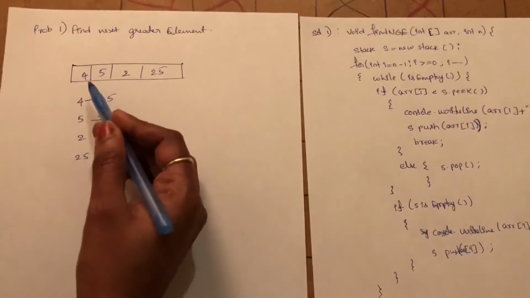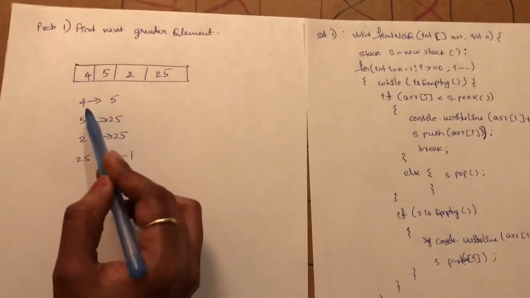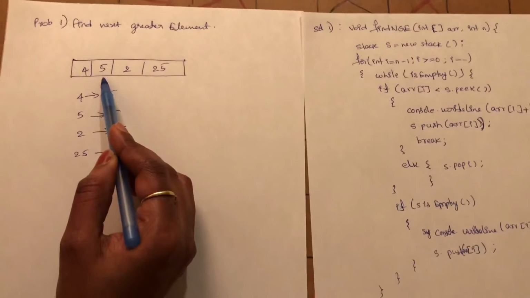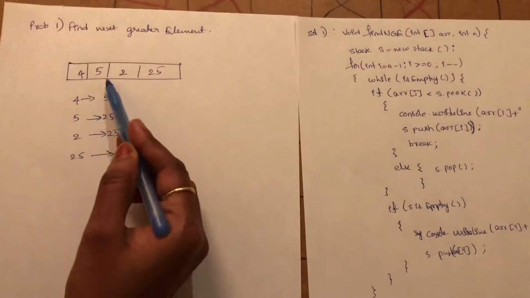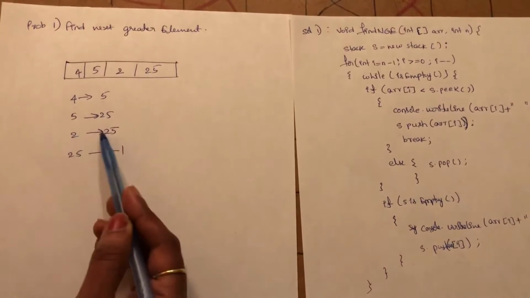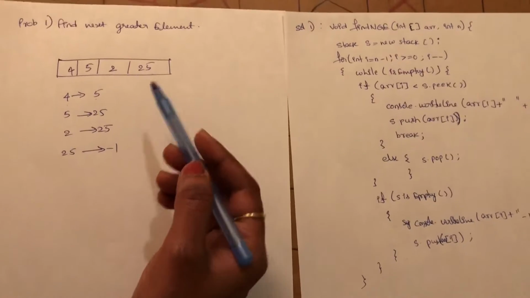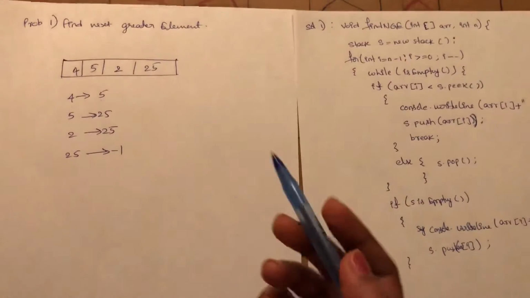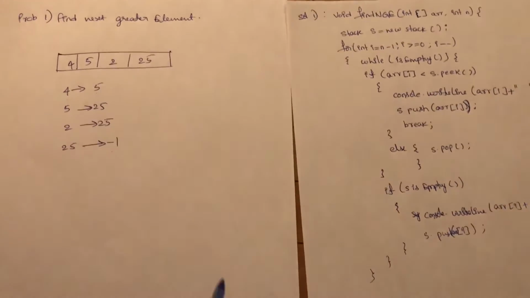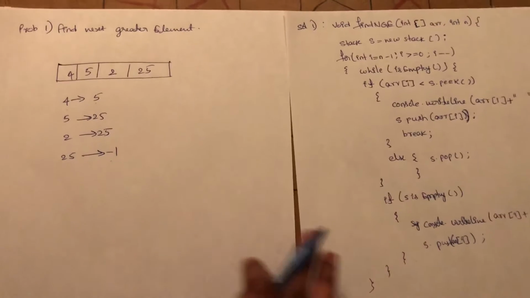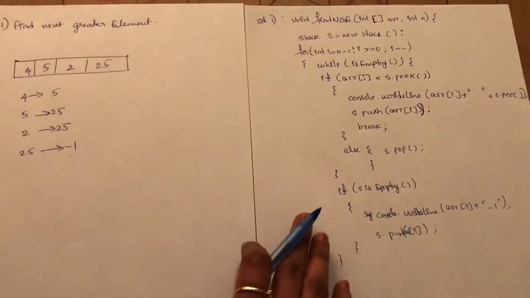element of that element. So if we see in this array, for 4 the immediate greater element is 5. So for 4 it is 5, and for 5 the immediate greater element is 25, and for 2 the immediate greater element is 25. By default, for the rightmost element, the next greater element is -1 for any array. So how to implement this problem, we can do one thing.